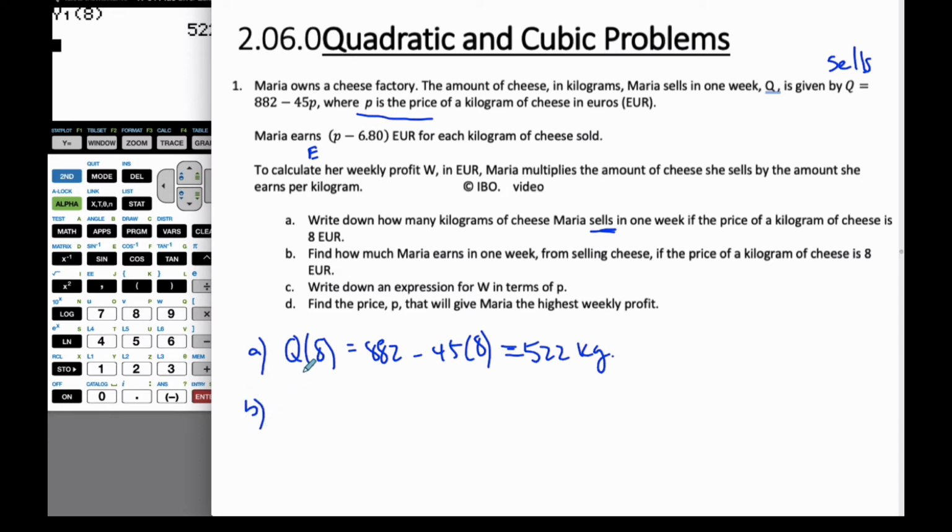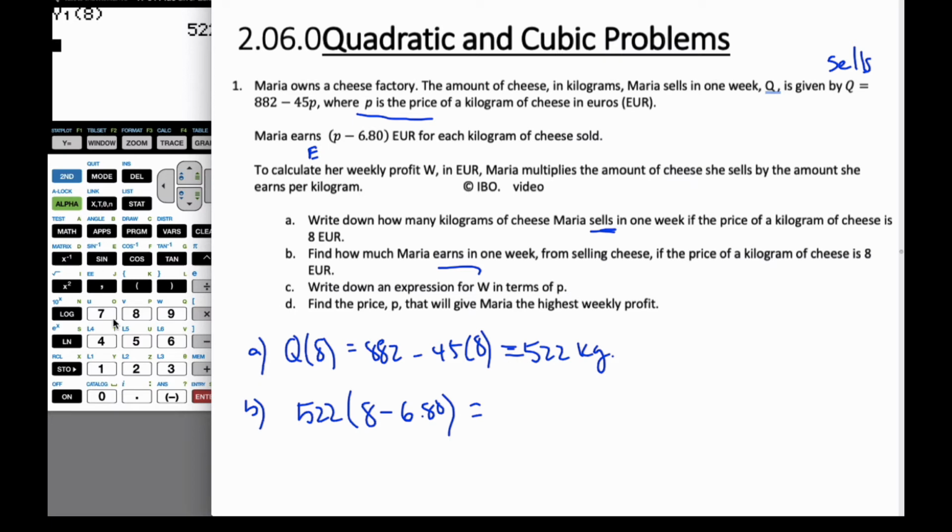Moving on to part B, find how much Maria earns in 1 week from selling cheese if the price of a kilogram of cheese is 8 euros. Well, I know she has 8 euros, she sells this many. How much she earns in 1 week? Well, this is her earnings. So she earns for each kilogram, and she still sells 522 kilograms. So part B is going to be 522 times 8 minus 6.80. And this is how much she's going to earn in 1 week.